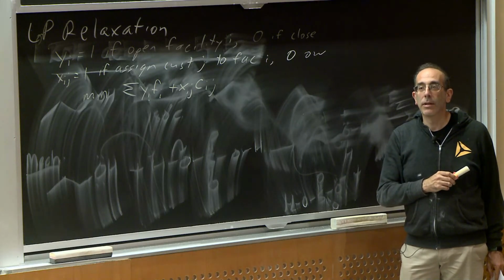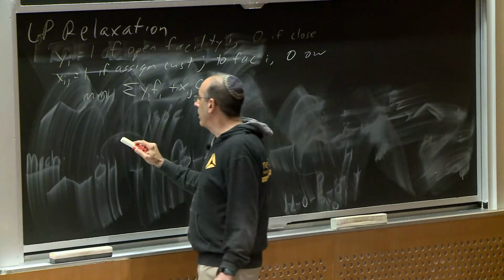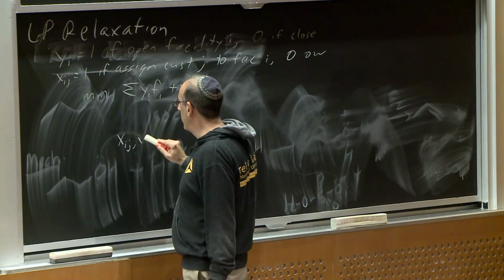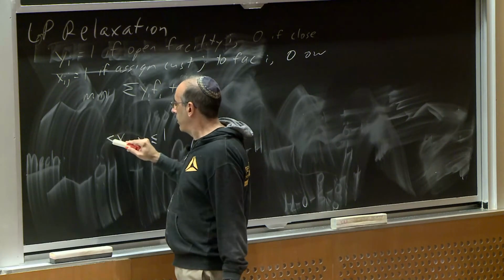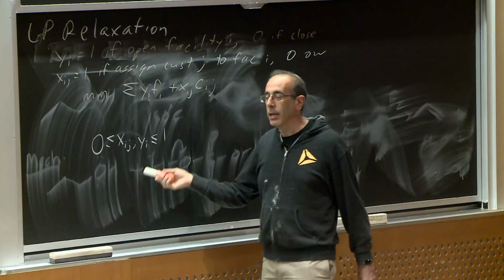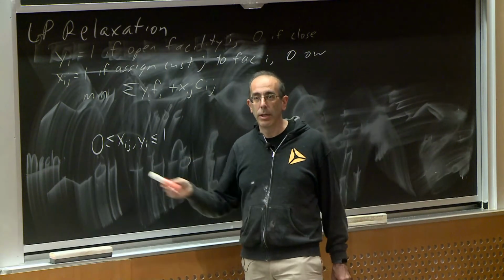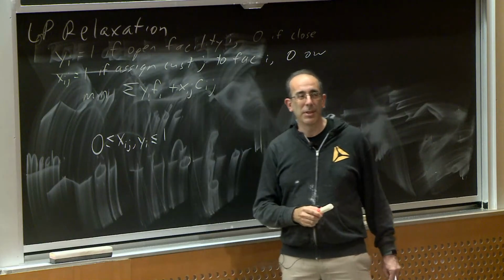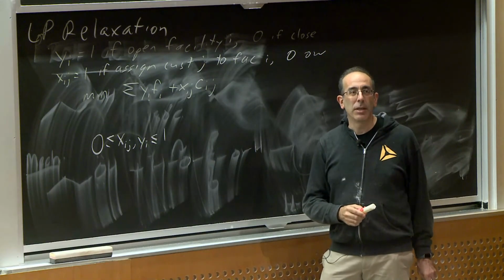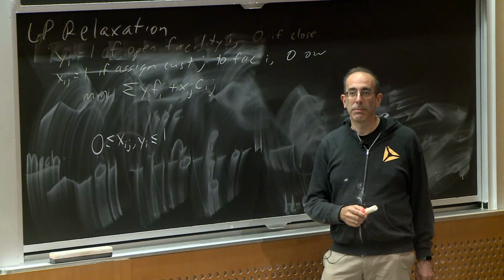The variables are between 0 and 1. Good. So just looking ahead to the relaxation, right? The integer linear program would specify that they are 0 or 1. We're going to relax it to being between 0 and 1. What other constraints do we need?